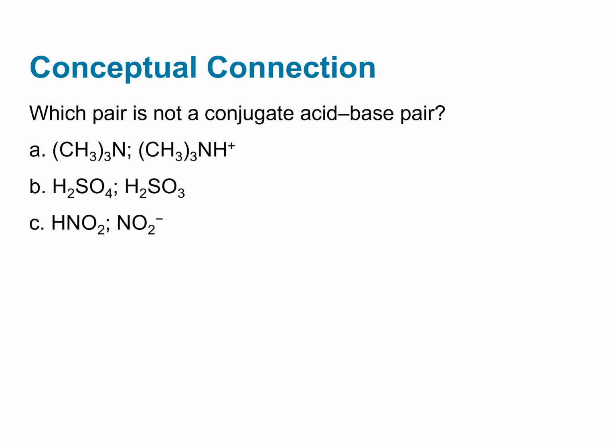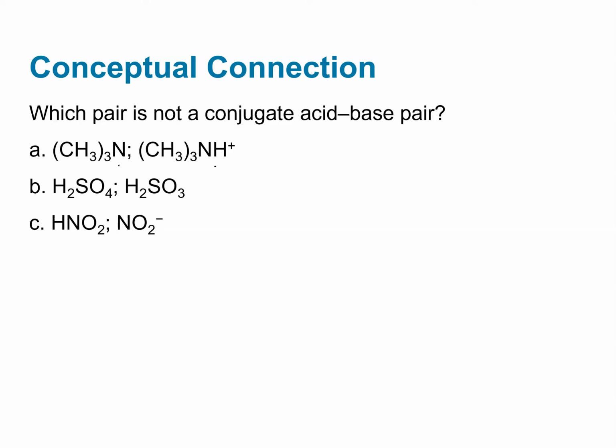So let's do a quick conceptual connection. Which pair of these compounds is not a conjugate acid-base pair? And this is all about the presence or loss of acidic hydrogens. So in this particular case, we have a compound which has a nitrogen attached to 3 methyl groups. It has a lone pair attached to it. This, conversely, has an acidic proton which reacted with that lone pair and added a positive charge because we were neutral before bringing the proton to the party. So that looks like a conjugate acid-base pair to me.